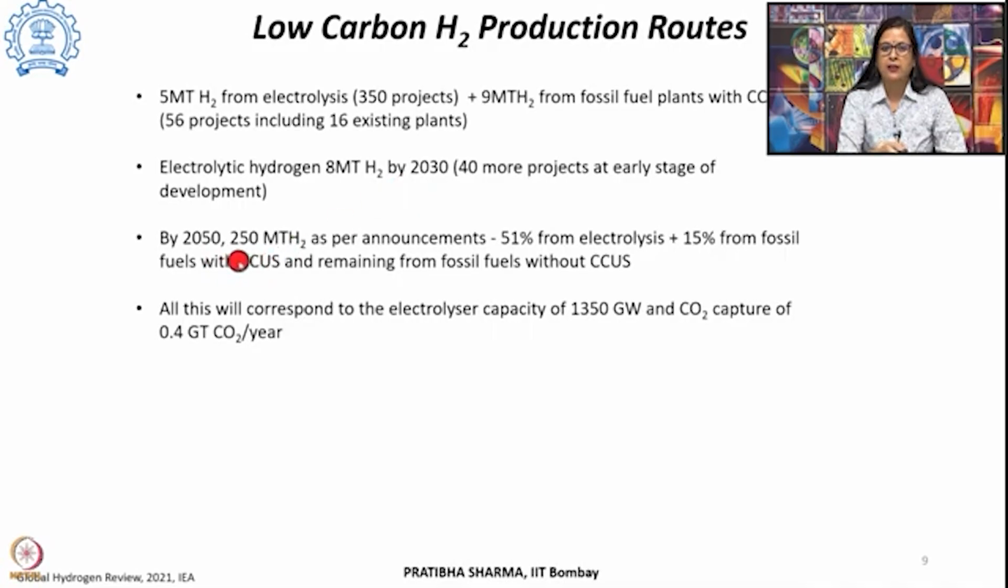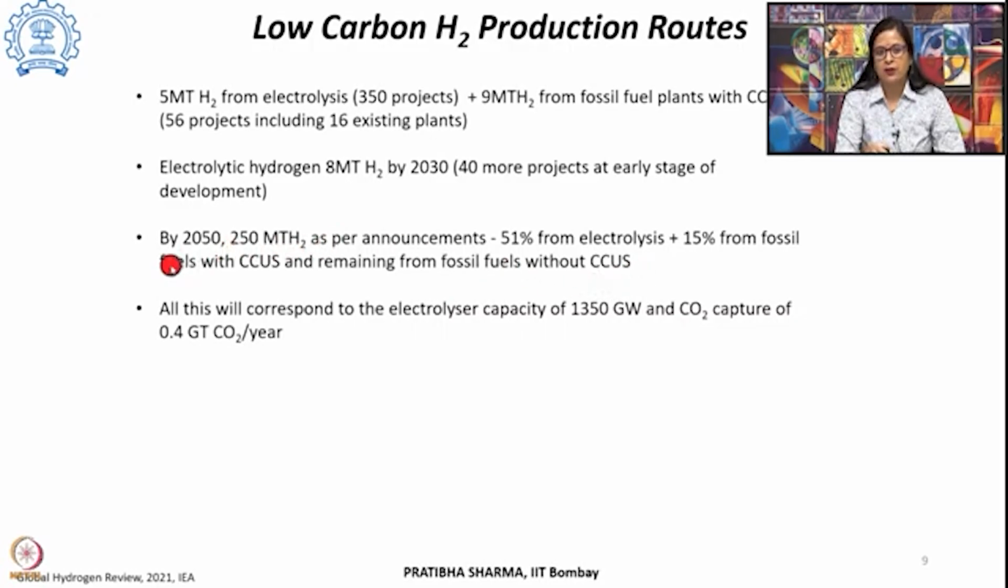By 2050, as per the pledges, the strategies, the roadmaps which various countries globally are coming up with, the different announcements that they are making, the pledges which are coming up in the clean hydrogen production scenario, by 2050 it is expected that 250 million tons of hydrogen will be produced, and out of that 250 million tons 51% will come from electrolysis and 15% will come from fossil fuel plants which are integrated with CCUS. The rest is going to come from plants which are not integrated with carbon capture, use and sequestration.